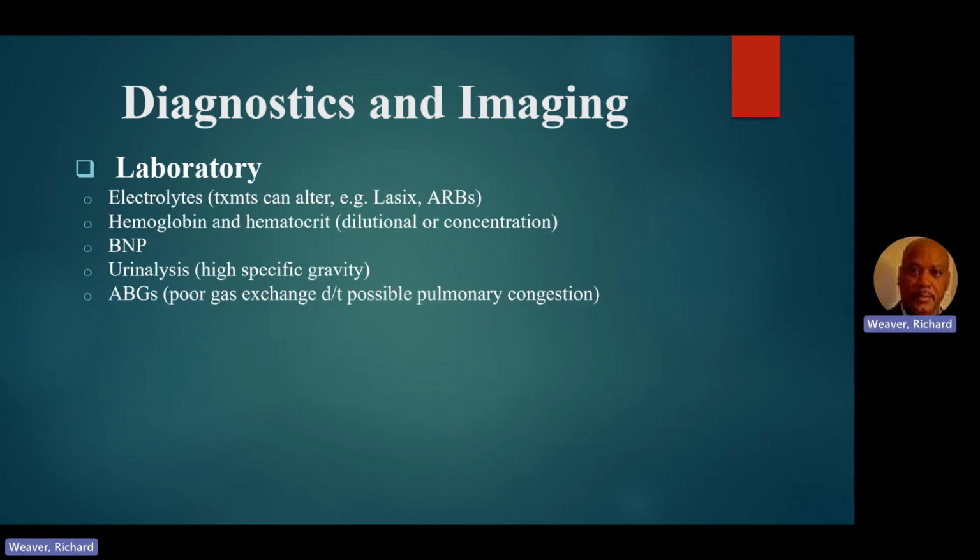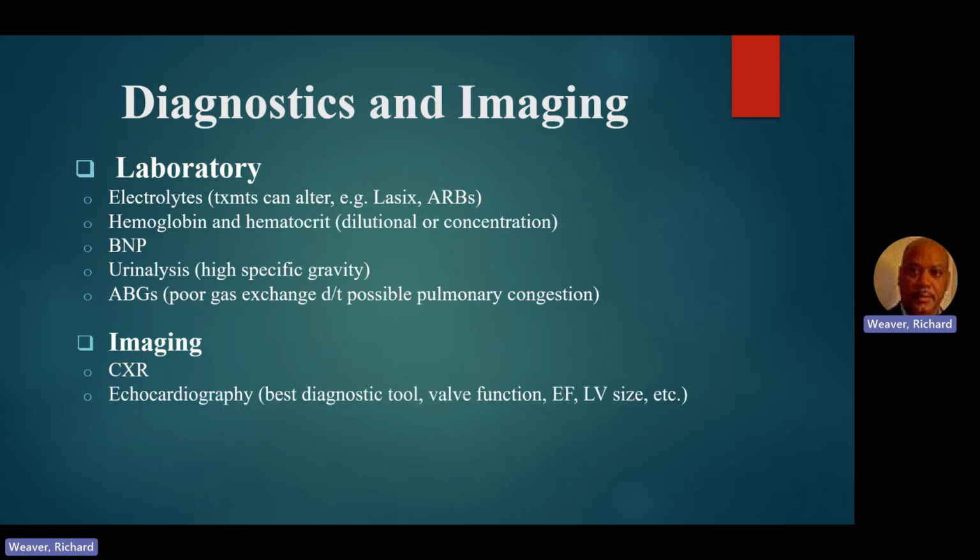As far as ABGs are concerned, when there's pulmonary congestion from this forward failure of the heart, then gas exchange is going to be poor as well and reflect that. As far as imaging is concerned, with chest x-rays, we can take a look at the heart as well as the lungs and see if there's any congestion that is occurring.